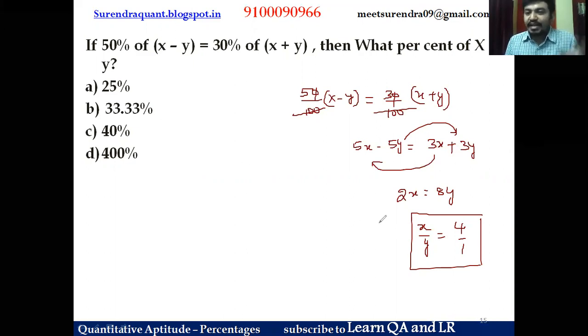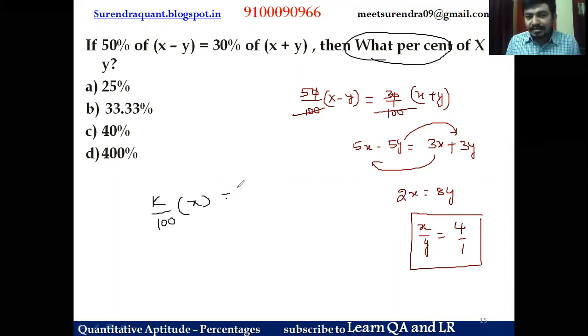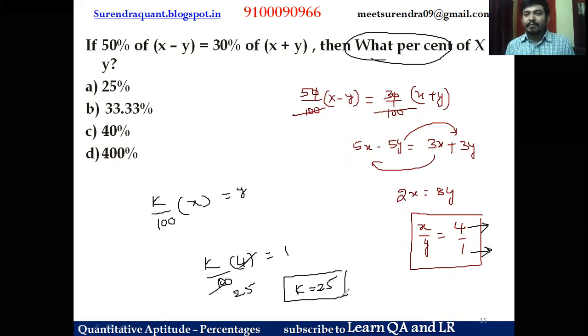Or if you want to work it out in detail, let's see. What percent of X? We don't know. Some K% of X is Y, right? If you want the K value, let us take X as 4 and Y as 1. So 4 goes 25 times, so 1 into 25 is 25. So K is 25. But we suggest you remember some of the fractional equivalents to percentages as we did in the previous video, percentages lesson 2, which can save you a lot of time, right?